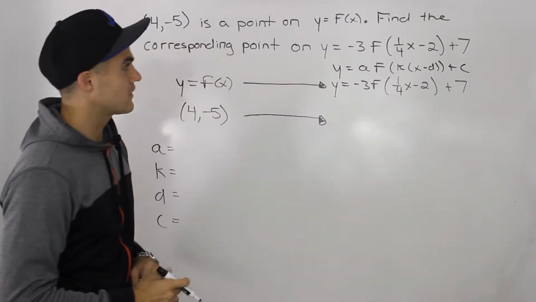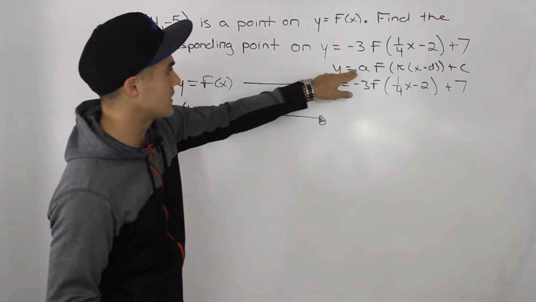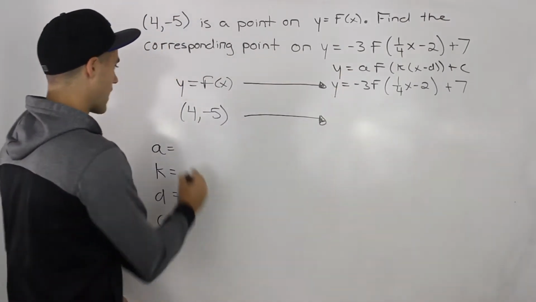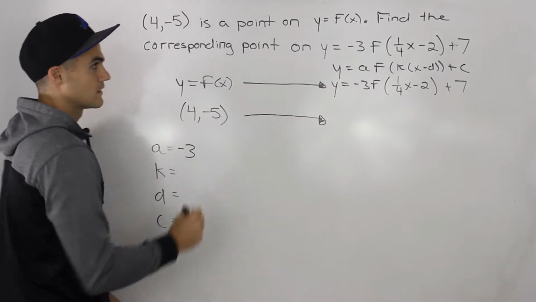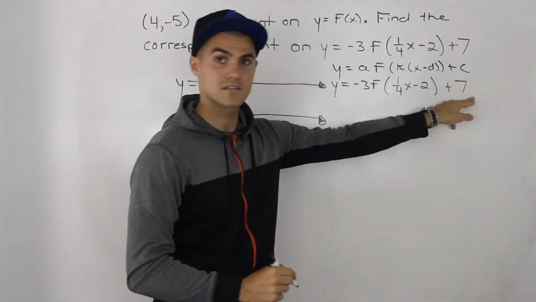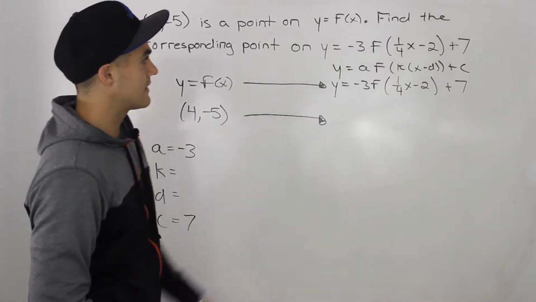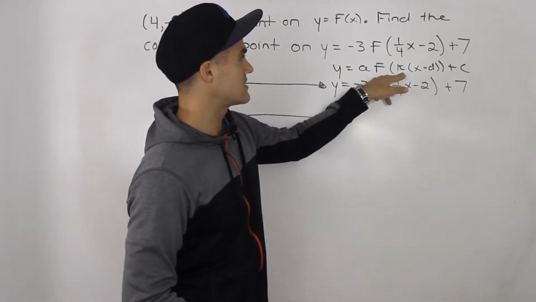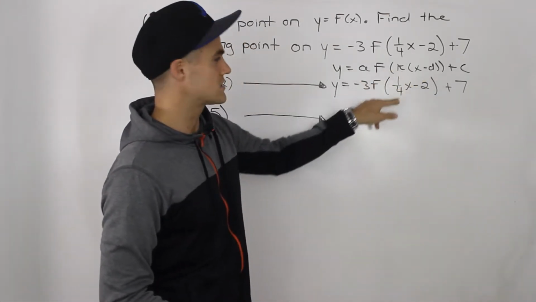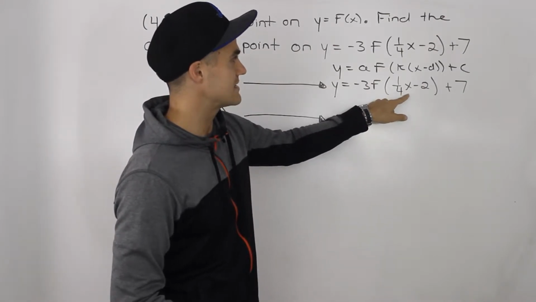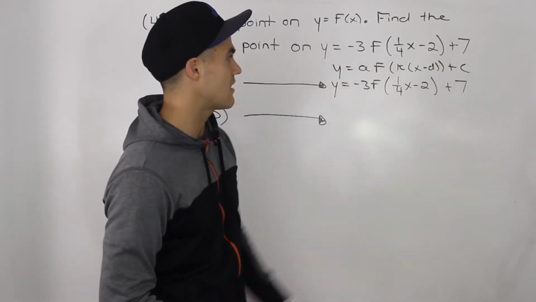And notice how it's very close to being in that format, so we can tell what the a value is. We know the a value is -3. We could tell what the c value is. It's positive 7. However, notice that the inside bracket is not in that same format yet. So we have to make sure that this x here is by itself.